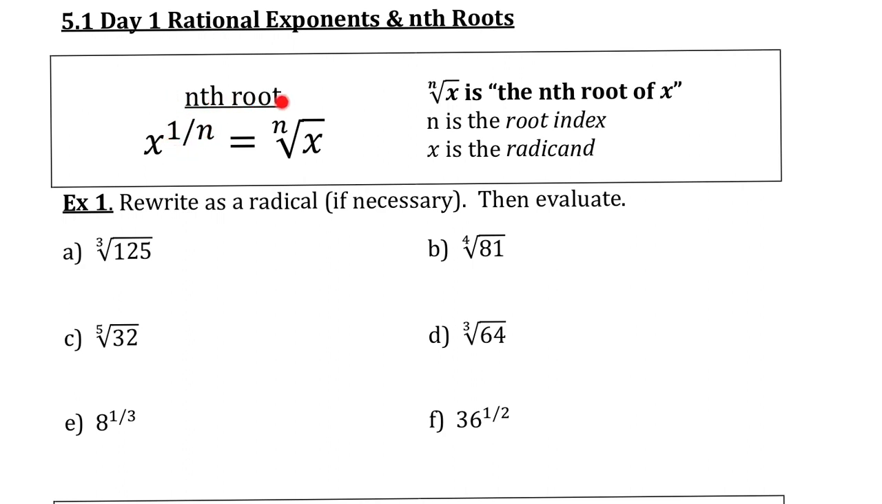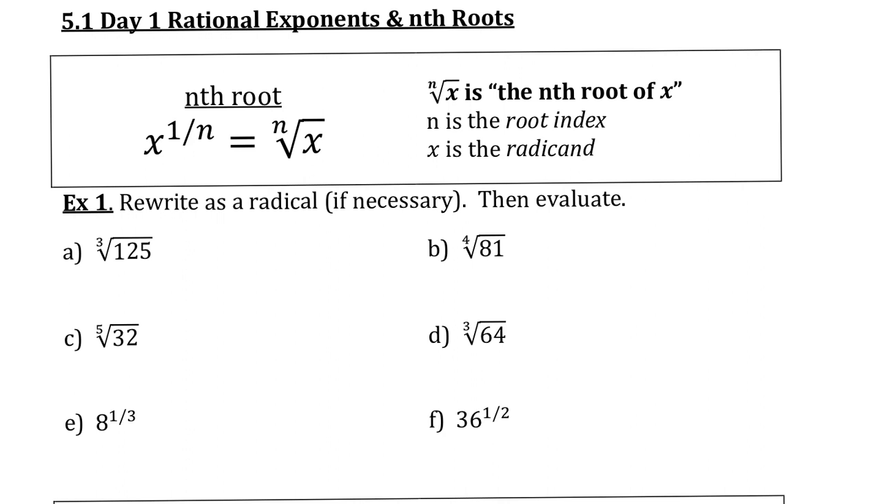Okay, here's the definition of nth root. If I do x to the 1 over n, that's the nth root of x. If this is a 3, we say the third root of x. If it's a 4, we say the fourth root of x. If the index is blank, as it often is, that means the square root of x. n is called the root index, x is called the radicand.